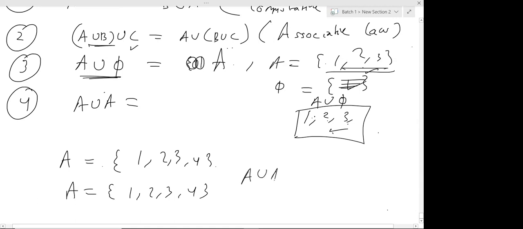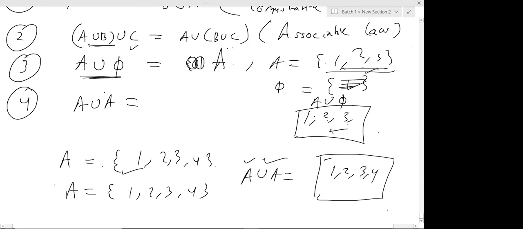So what does union mean? A union A, you put all the numbers in these two together. So first check this set: you have 1, 2, 3, and 4. Now you check the other set. You have 1, but 1 is already there because we take common elements only once. 2 is also there, 3 is also there, 4 is also there. So we are getting this set, and this set is A only. Clear? Yes, sir. So the answer is A union A is A only. If you take union with itself, you will have the same answer. All right. Clear, Abdul, Gautam? Yes, sir. Okay.